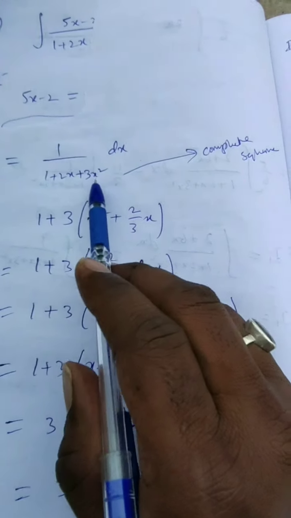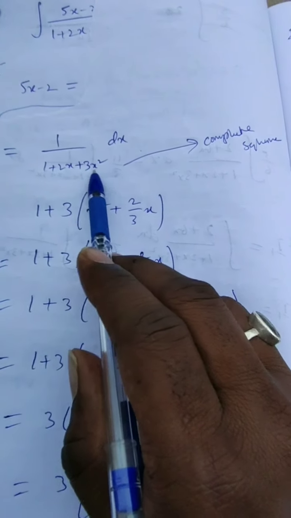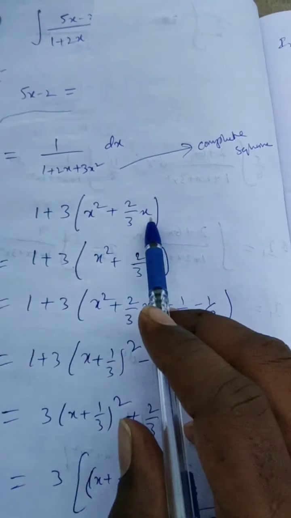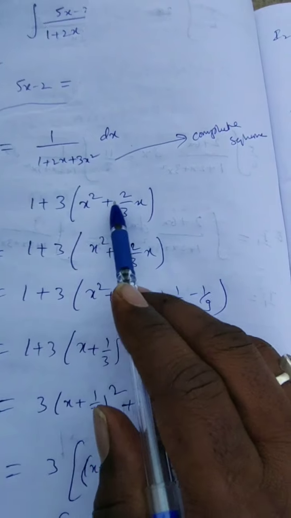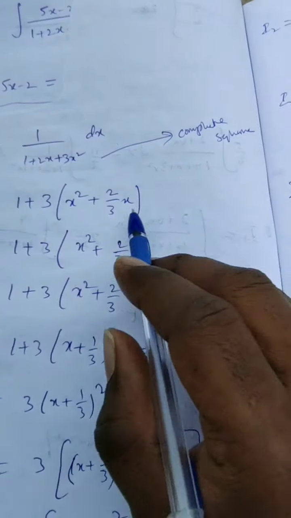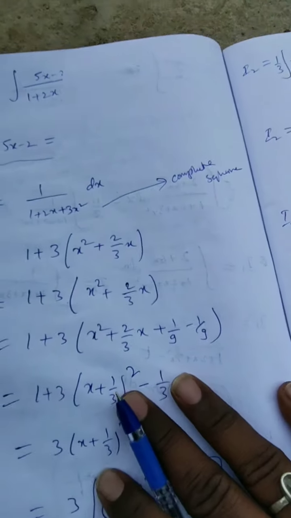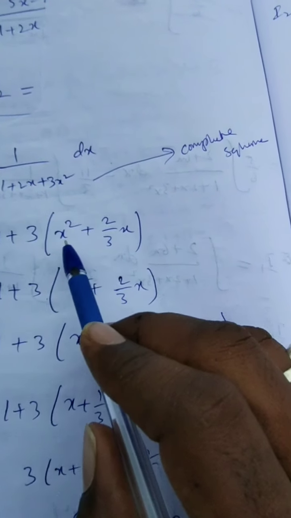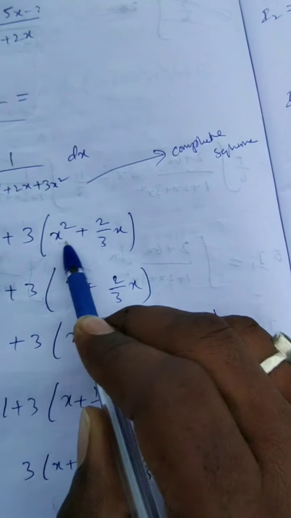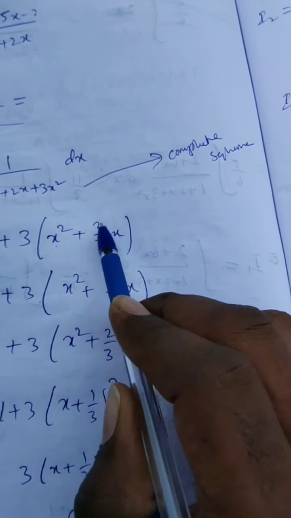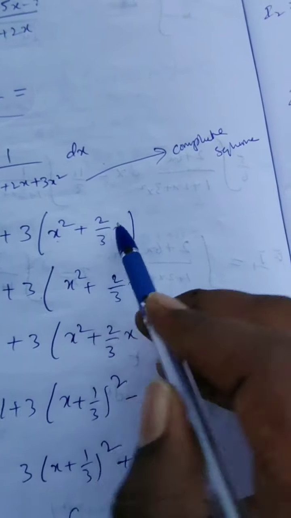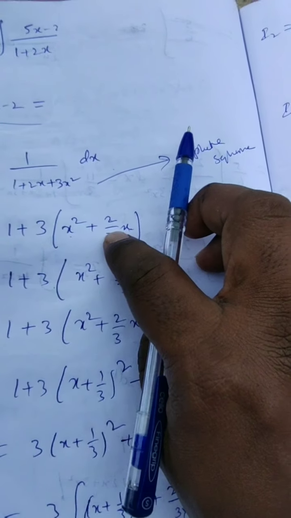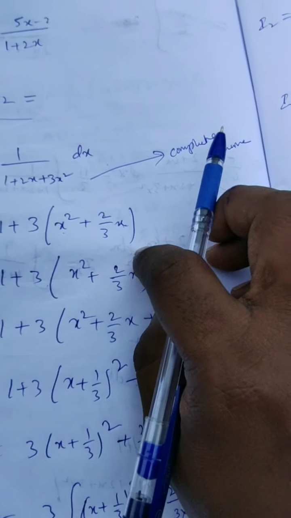I'll take here 1 plus, and first make the coefficient of x square 1, so take 3 common: x square plus 2 by 3 x. Now you have a square plus 2ab, so you have to identify b here. If this is x square, then a is x, 2ab means the 2 is already there, so b will be 1 by 3. Simply you can see that. So b square will be 1 by 3 whole square, that is 1 by 9.